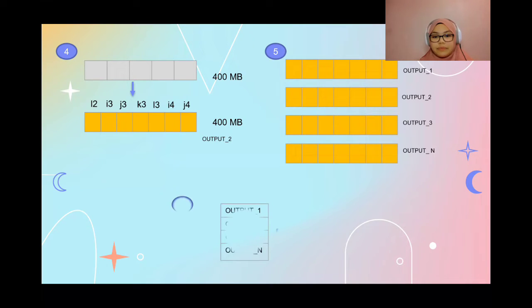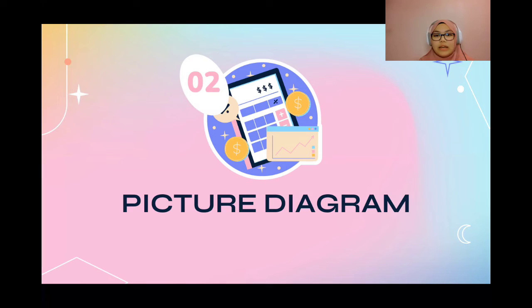Okay. After all the sorted output files are done, we can merge them into one big 4 gigabyte file again. That's how the 4 gigabyte file will be sorted using merge sort of external sorting. So this is an example of external sorting, from the applications of merge sort. Okay, next I will continue with the second content, which is a picture diagram.